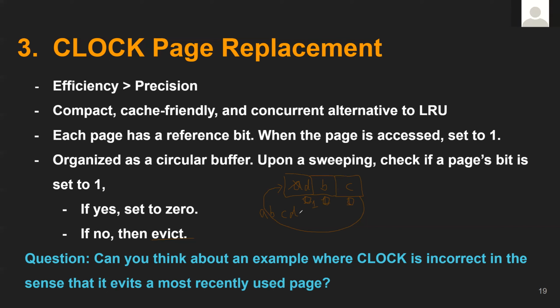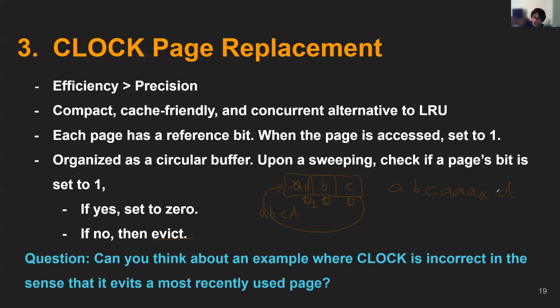So the sequence he described is actually A, B, C, right? Then replace it with D. Then B is not used, right? We change it to 0. So the pathologically bad sequence will be A, B, C. Could you please write it down? Like A, B, C, then A many times, and then D. It's going to override A, but A is very popular.